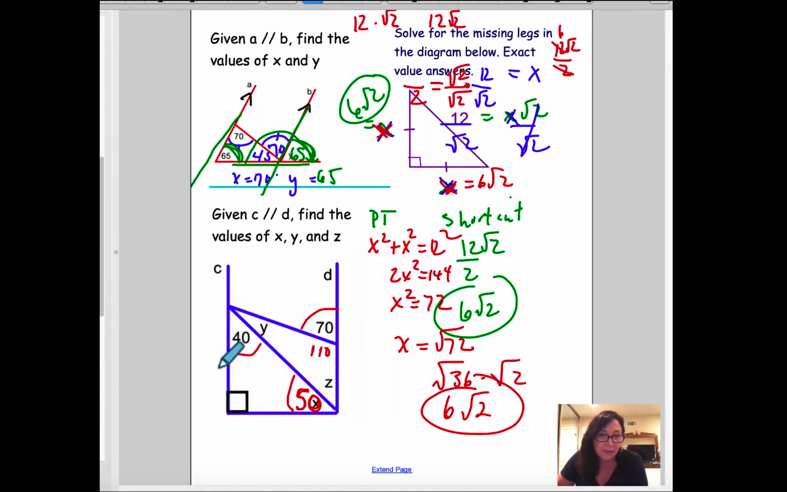And if this C is parallel to D, right? I mean, it's a little frustrating. So if I know that this line is parallel to this line, then that means if this is 90, so is this, which would make Z 40, okay? So we know that Z equals 40. We know X is equal to 50. And then the only thing I have left is Y.